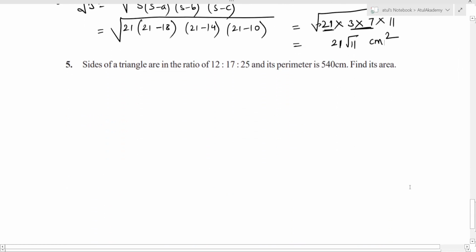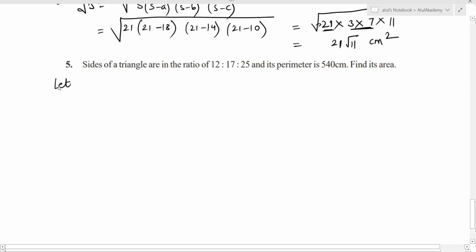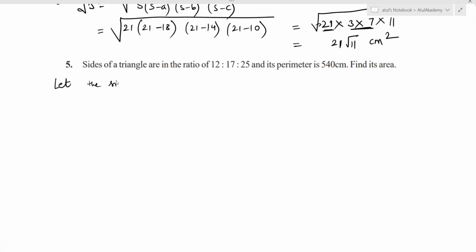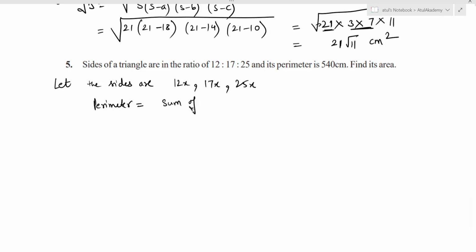Now, this is also an easy question. You have the sides given in the ratio. So whenever we have the sides given in the ratio, we do how? We assume that let the sides are 12x, 17x and 25x. And we know that perimeter is what? Perimeter is sum of all sides.